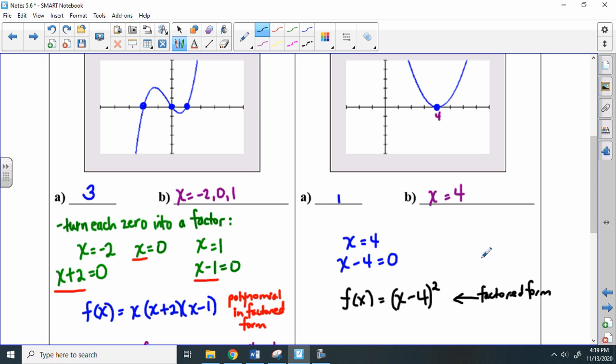So this is factored form. We had to square it because if we didn't, it would not match this graph, and you can certainly use Desmos to check that.